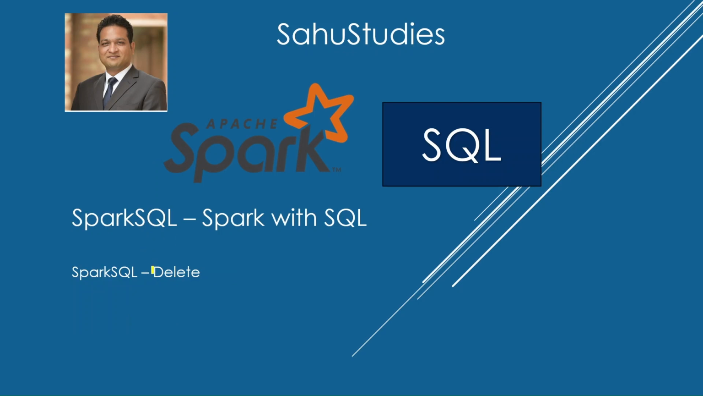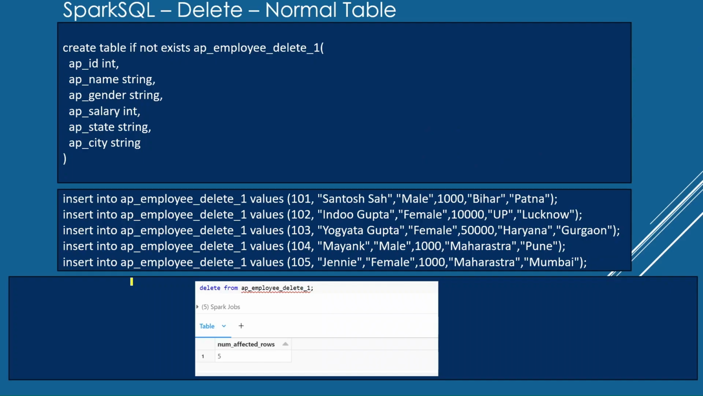In this video, we are going to see how we can delete a record from a table in Spark SQL. So let's do a delete in a normal table. How can we create a normal table? We can create a normal table with the help of a create table command and just provide the name of the table and the column names and its data types.